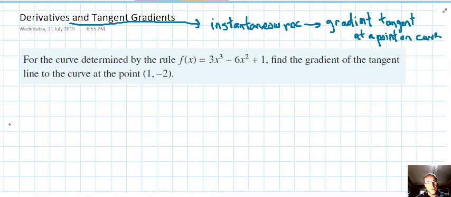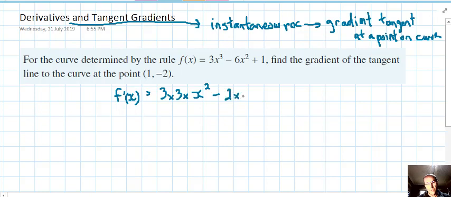First up, we've got a rule f of x, and we've got to find the gradient of the tangent line to this curve at point 1, -2. So the first thing we need to do is find the derivative of f of x, which is called f dash of x, as we know. And using the rule which we've already established previously, we have 3 times 3 multiplied by x to the 3 minus 1, which is 2, and then we have 2 by 6 subtracted off that times x to the power 1, and the derivative of a constant is 0, so that gives us 9x squared minus 12x for the derivative.